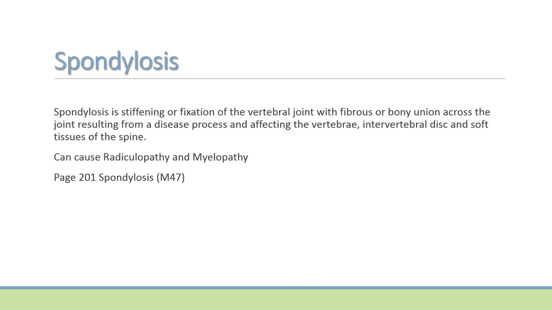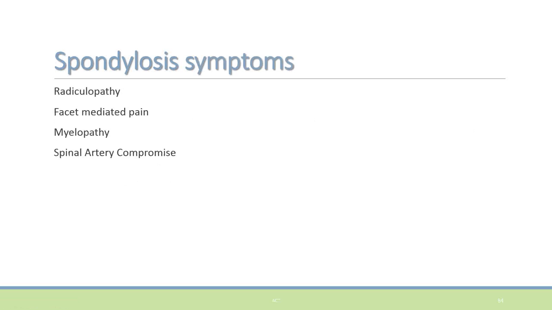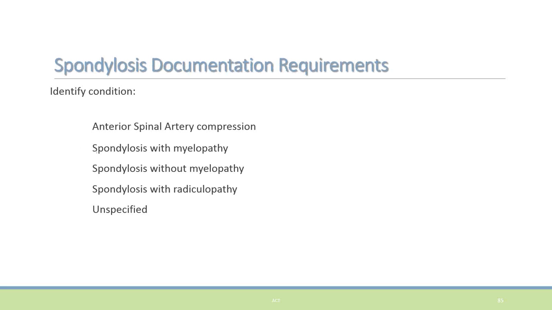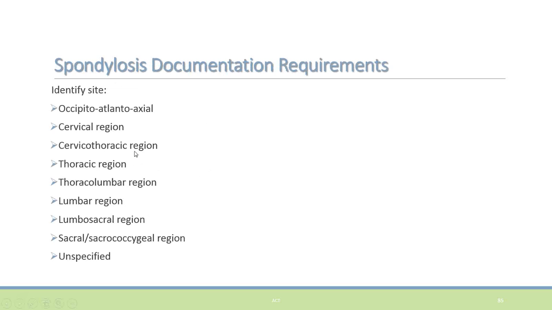So you're going to go to page 201 and start off at spondylosis, M47, and see what's the most appropriate code. You're going to have to document the symptoms. Is it a radiculopathy? Is it facet-mediated pain? Is it myelopathy or spinal artery compromise? So now you have to identify the conditions, and then you have to identify the site, because each one of these is going to determine the most correct ICD-10 code.